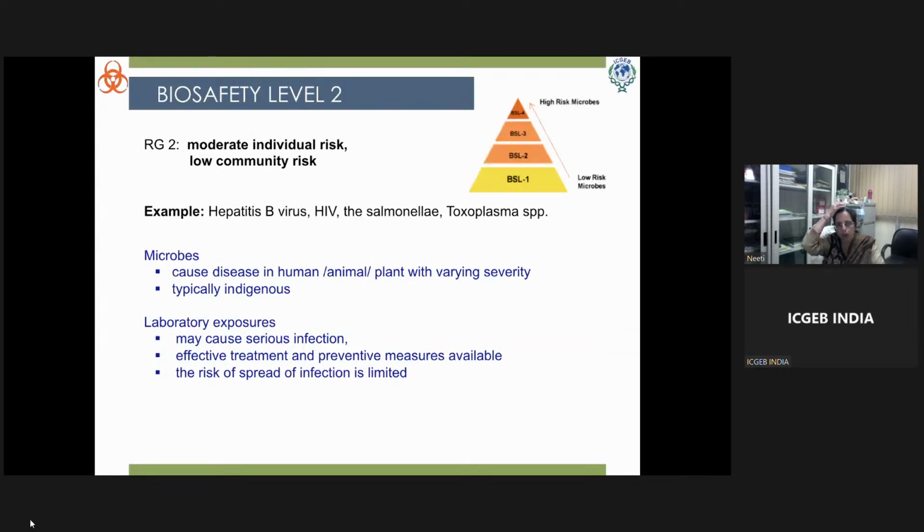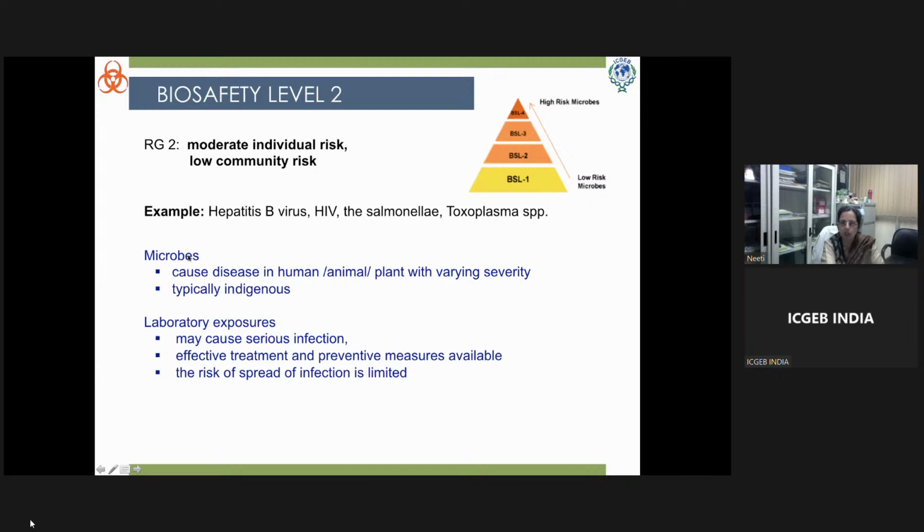Now this is a moderate group, with pathogens having moderate individual risk and very low community risk. If we talk about microbes, some examples can be hepatitis B, HIV, salmonella, and so on. These are microbes which can cause diseases in humans, in animals, even in plants, but with various severity. Not the examples mentioned here, but now I'm talking about group 2 per se.